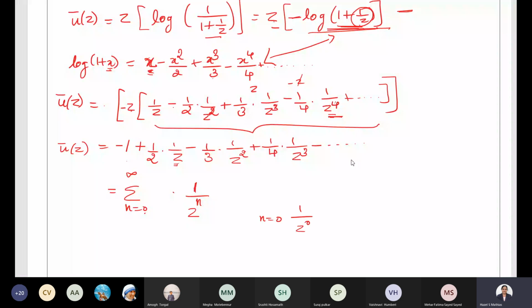1 by z power 0. Anything power 0 is 1. So 1 by z power 0, so you have here 1. Okay, 1 by z power n is positive. Check about the integer part now. This minus 1 is there. Here 1 by 2 is there. Here minus 1 by 3 is there. Here 1 by 4 is there. So how can you write it?